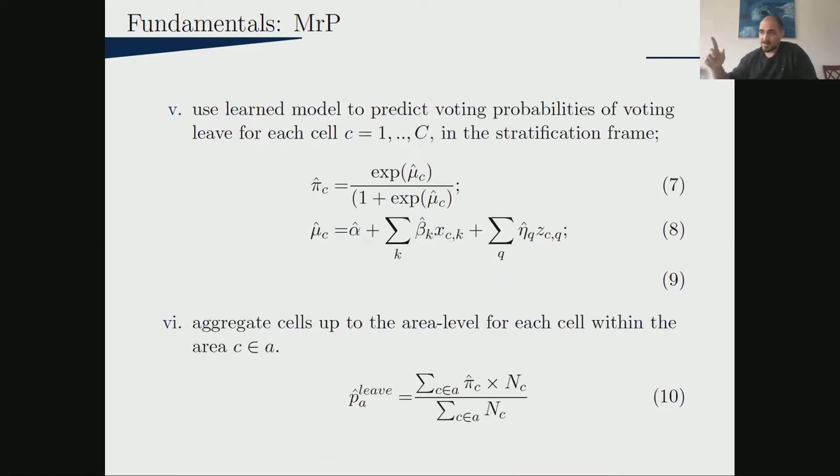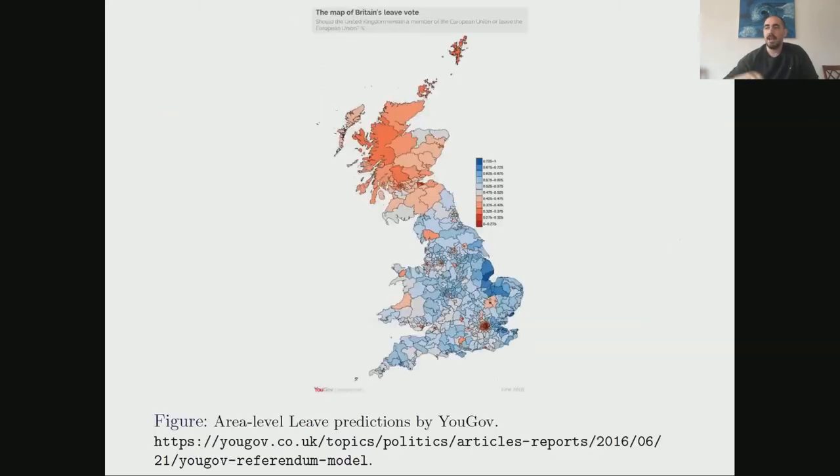Fifth, and almost finally, you then make a prediction for each cell in your stratification frame based on the model that you trained on your convenient individual level sample. And sixth, you aggregate these predictions according to the counts provided by the stratification frame. And ultimately, you get to this kind of robust estimate of the area level vote share, a leave vote share for constituencies. And this is sort of the result.